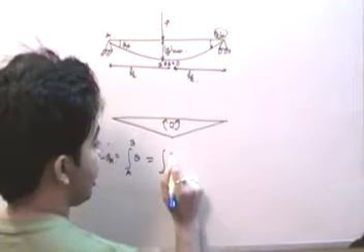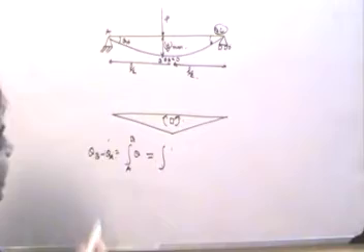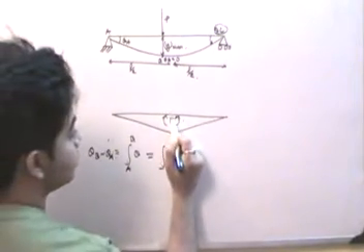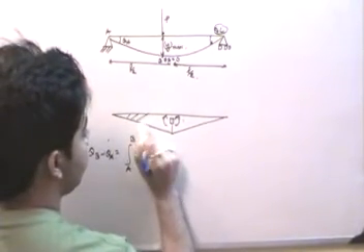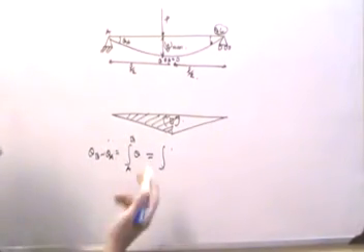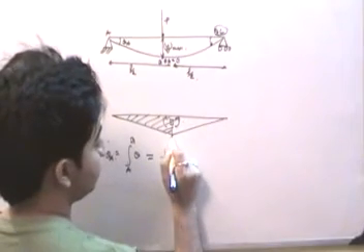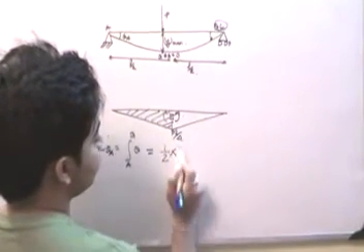It is M by EI into dx, or the area of the bending moment diagram between A and B. So this area basically gives me the difference of the slope. Now what is this area? It's pretty easy. Half into, now this is equal to PL by 4, as we all know.